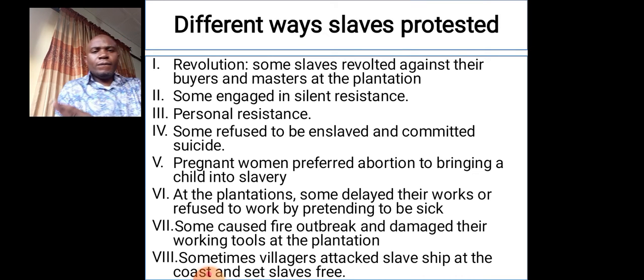So let's look at different ways slaves protested. Facing this type of inhuman treatment was not going to be easy for the slaves. So they protested in different ways. Some of them took on revolution. Some slaves revolted against their buyers and masters at the plantation.